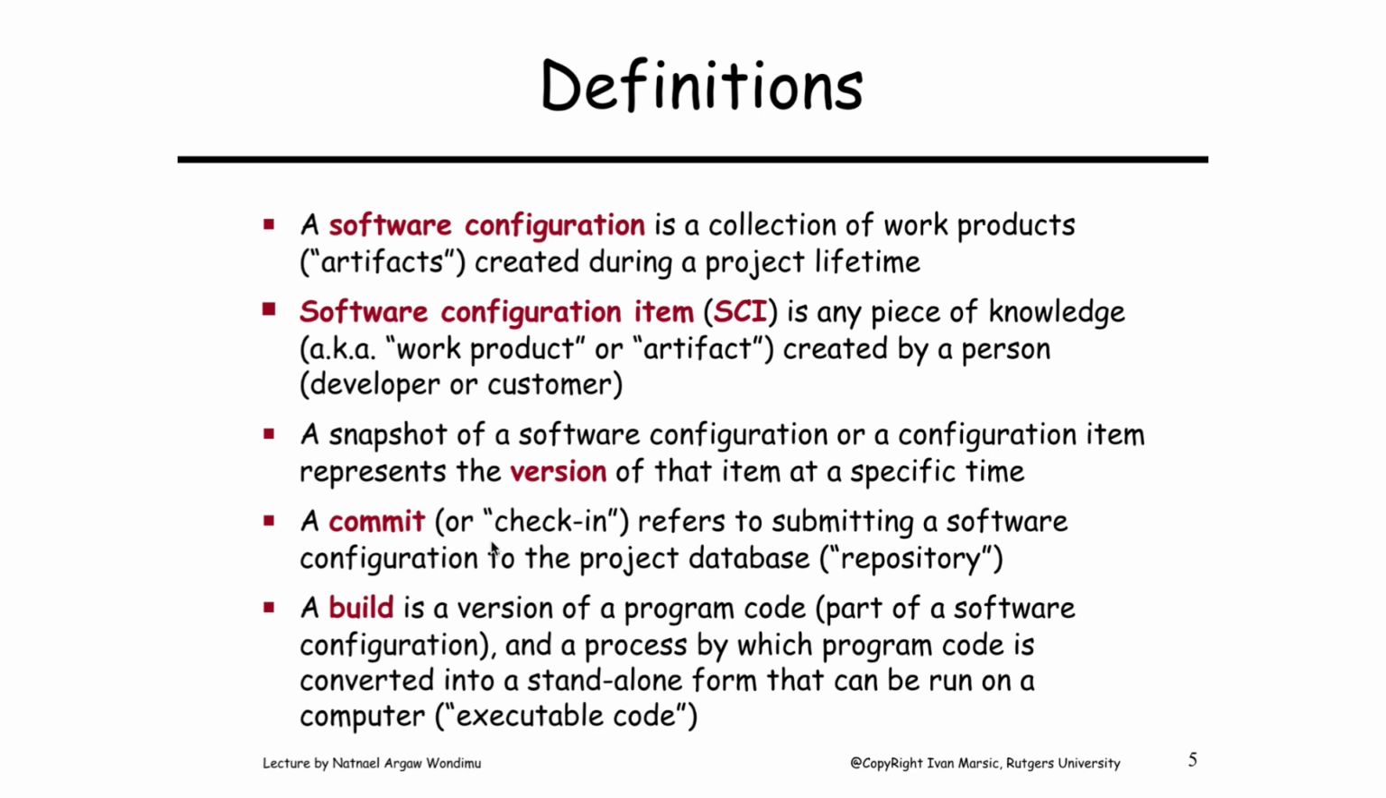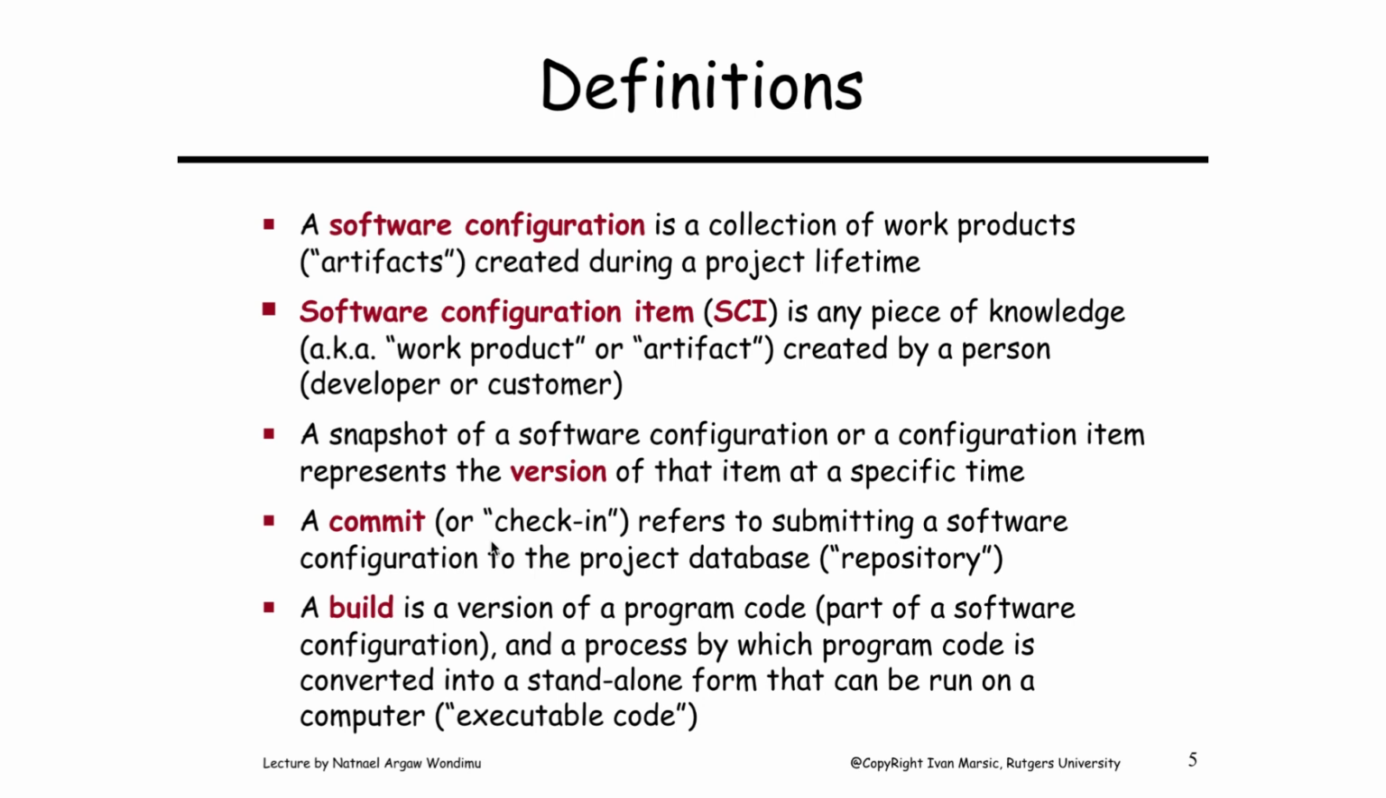When we come to software configuration item, it's any piece of knowledge. We also call it work product or artifact, created by a person, who could be a developer or customer. So it doesn't have to be a Java file or C++ file or high-level language-based script. It can also be a diary of your customer. Anything that is created in your software environment and that adheres to the requirements of the software project can also be considered a software configuration item.